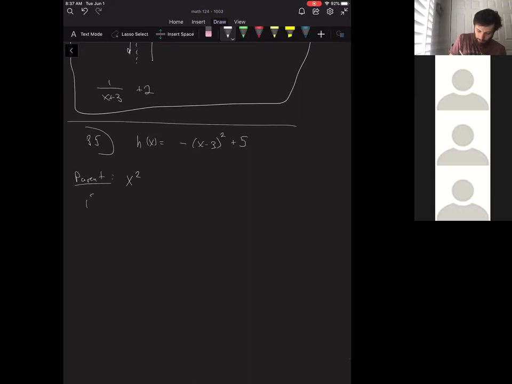The first thing we need to do is start with the things closest to the x and move out. The closest thing to the x is that minus 3. So our first thing is going to be x minus 3 squared. The next closest thing to the x is that minus sign.